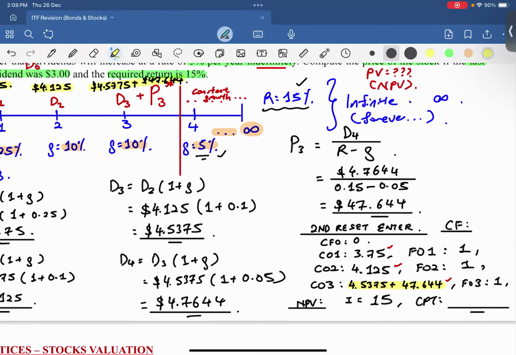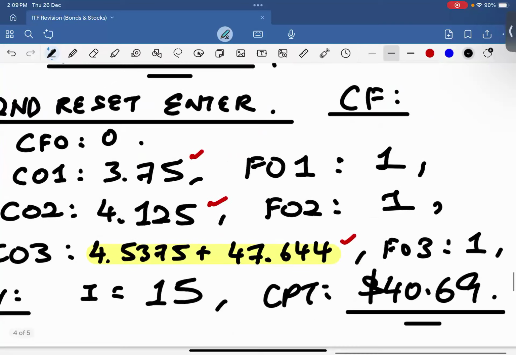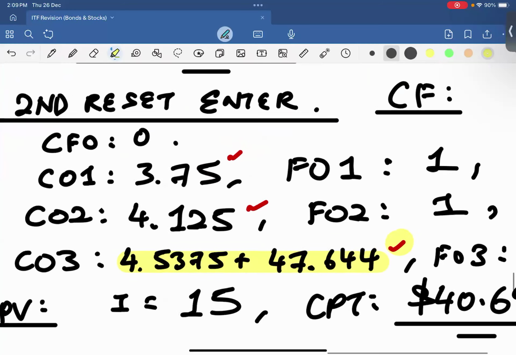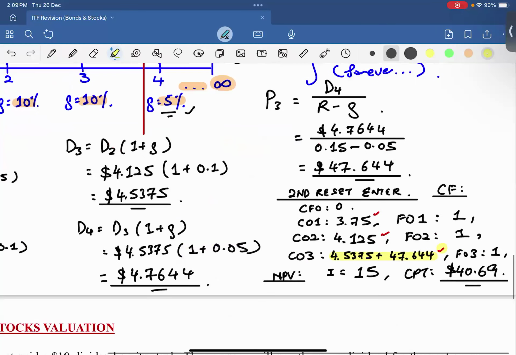And then you will get 40.69. That's the answer, okay, for this question. A lot of students make mistake because they really forget to press enter. Especially this one. After you get the values for this cash flow in year 3, 52.18, you make sure you press enter, okay? Don't forget to press enter, okay?